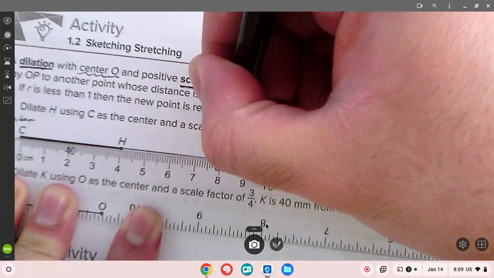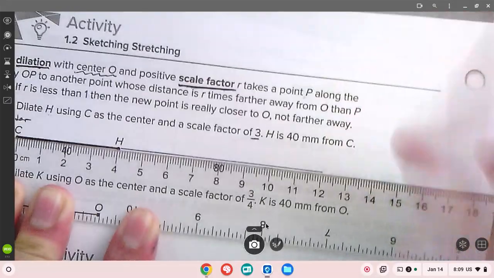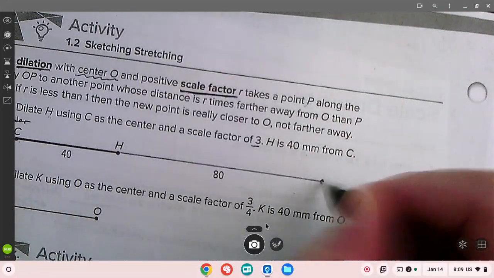Oh, this is third grader math. What are we doing? We're introducing dilation, sir. I don't even think this is in English anymore.